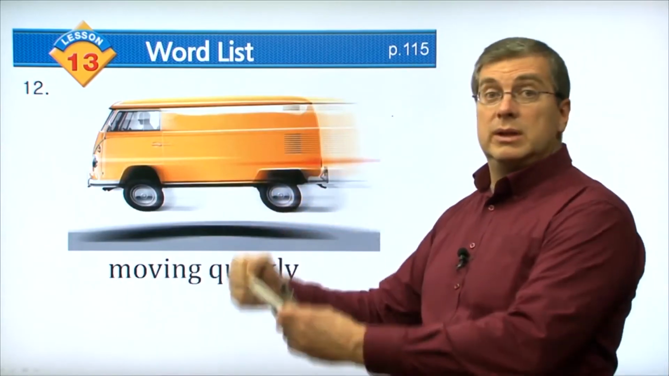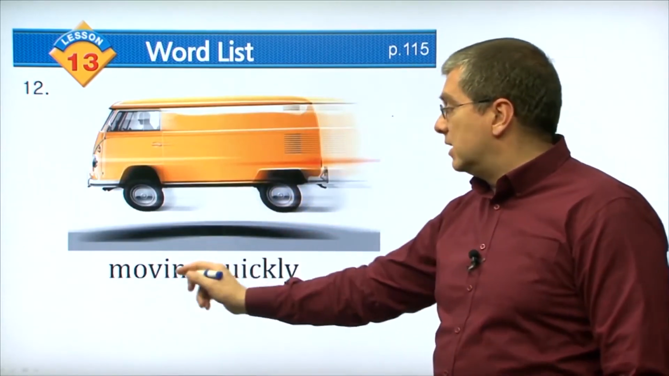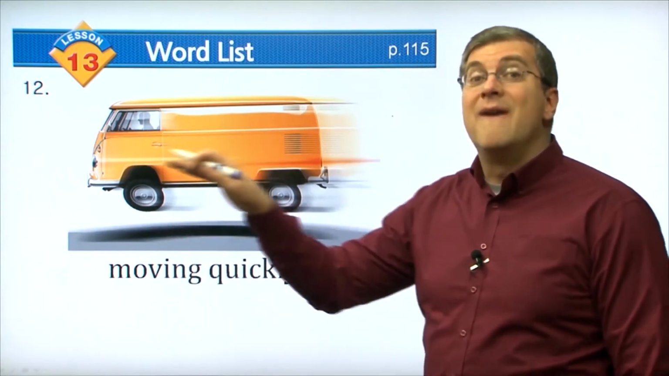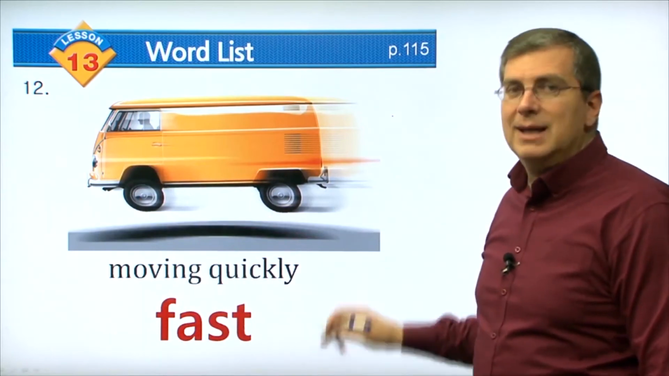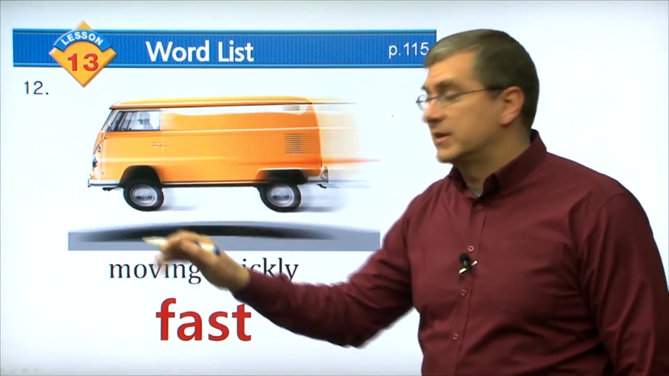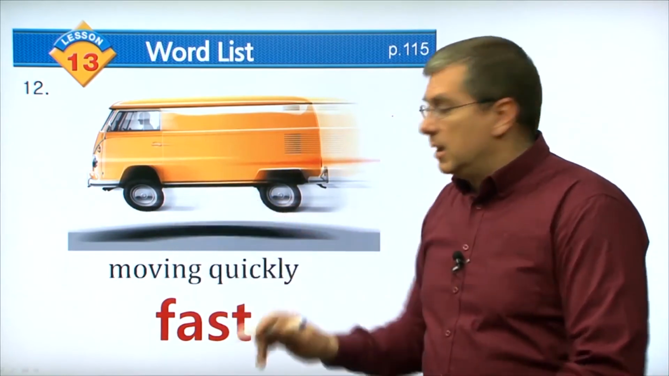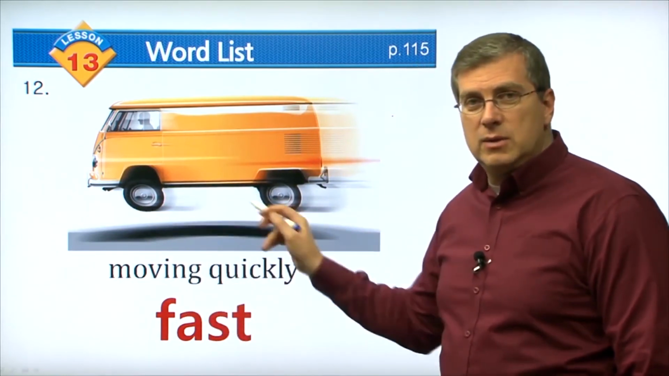Okay, the next word, wow, right? This guy's really driving. How is he driving? He's moving quickly. His wheels aren't even on the ground. That's how fast he's going. He's going so fast, his wheels are off the ground, right? He just jumped. But you have to be moving fast to do that.